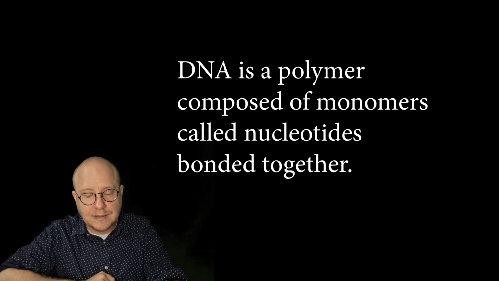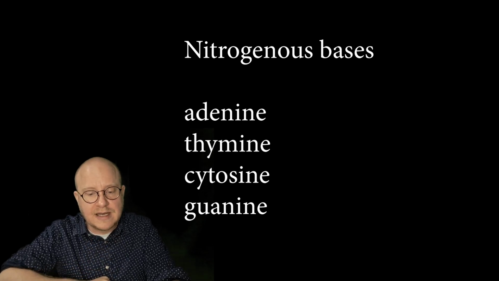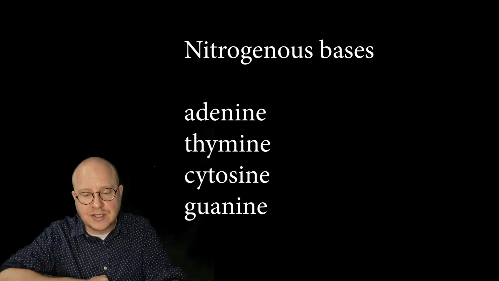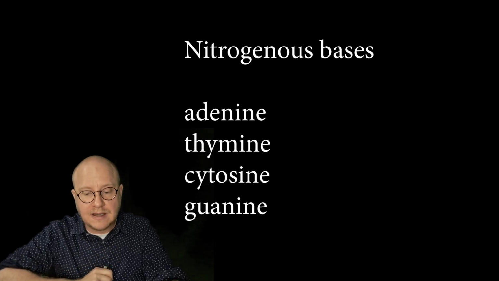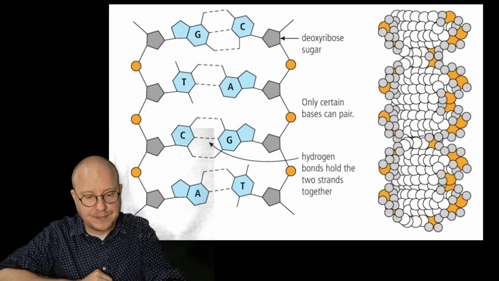It is a polymer composed of monomers called nucleotides, bonded together. Each nucleotide includes a 5-carbon sugar called deoxyribose, a phosphate group, and a nitrogenous base. There are 4 nitrogenous bases in DNA: adenine, thymine, cytosine, and guanine. The basic structure of DNA is shown in Figure 1.